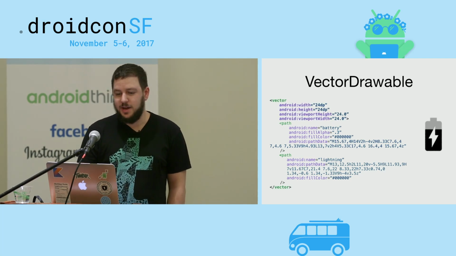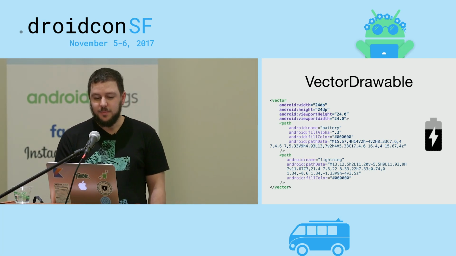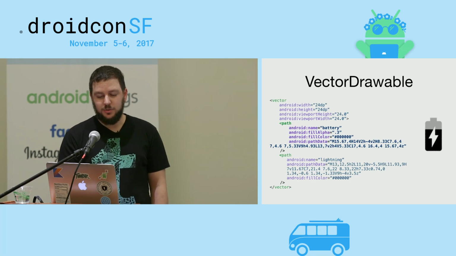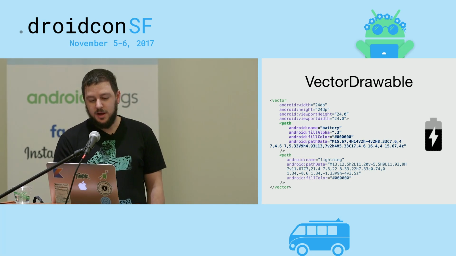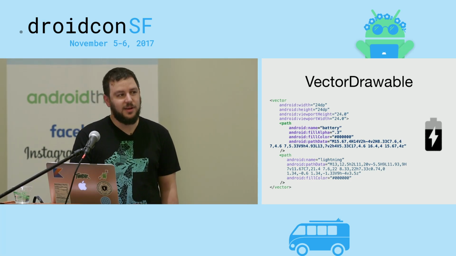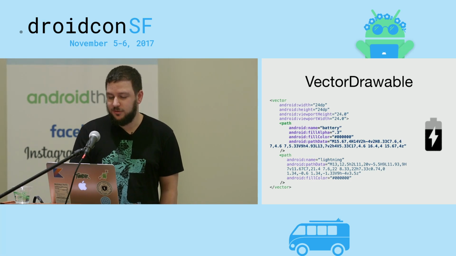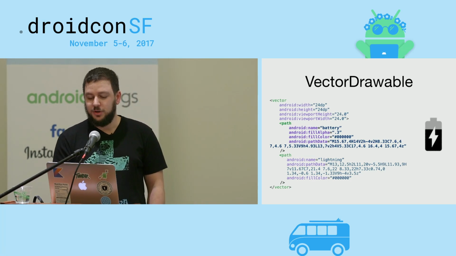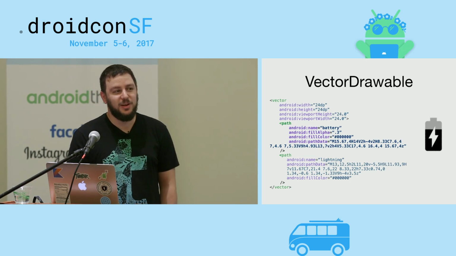The top level is the element, the vector. And inside the vector, we have two path elements. Notice that the path also has a name attribute. This is useful when you want to animate the vector, but it's also useful because reading the path data doesn't really tell you anything about the shape.